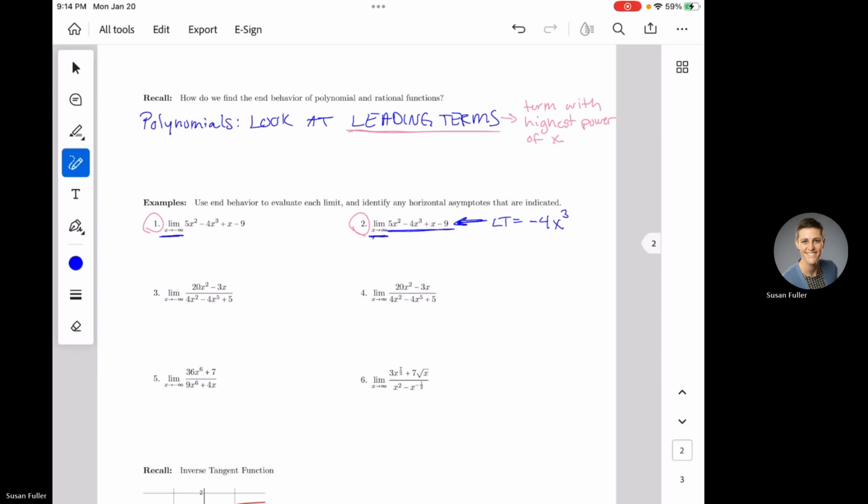So we just need to figure out what happens to negative 4 times x to the third as x goes to infinity. Okay, as x goes to infinity, it's a huge positive number. So I'm just going to think, what if I plugged a huge positive number in for x? What would come out? Well, I'm going to take negative 4 and multiply by that huge positive number to the third power, right?